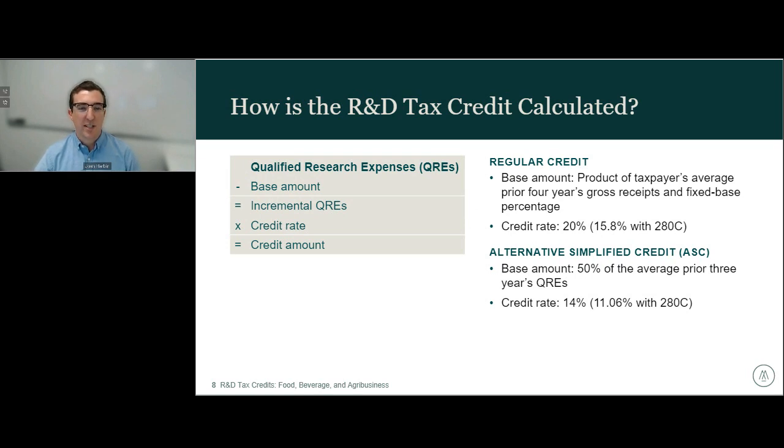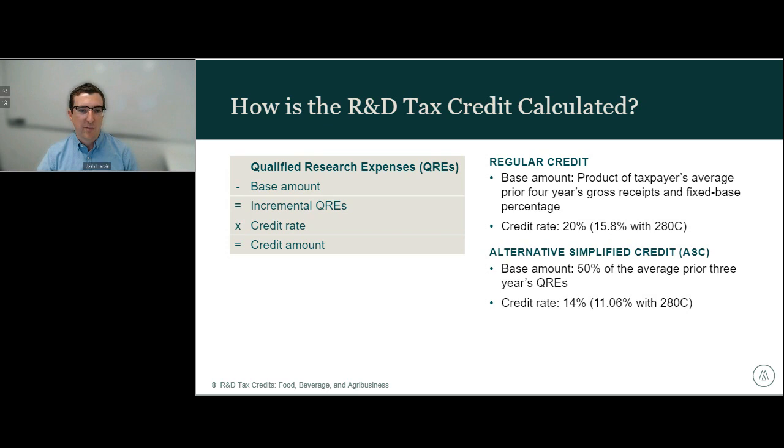And while the QREs are consistently determined, the base amount and credit rate depend upon the method used to calculate the credit, either the regular credit method or the alternative simplified method. Under the regular credit method, the credit rate is 20%, and the base amount is dependent on the taxpayer's prior 4-year gross receipts and a fixed base percentage calculation, which varies based on each taxpayer's facts and circumstances.